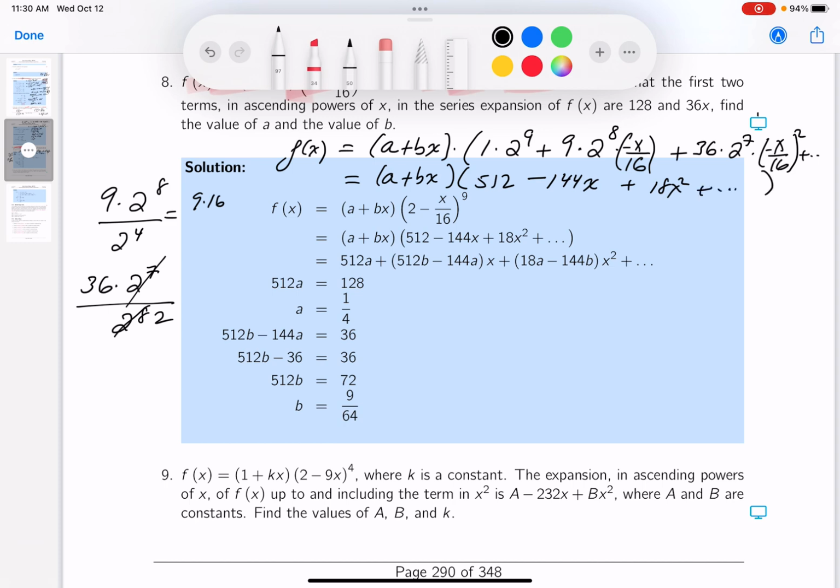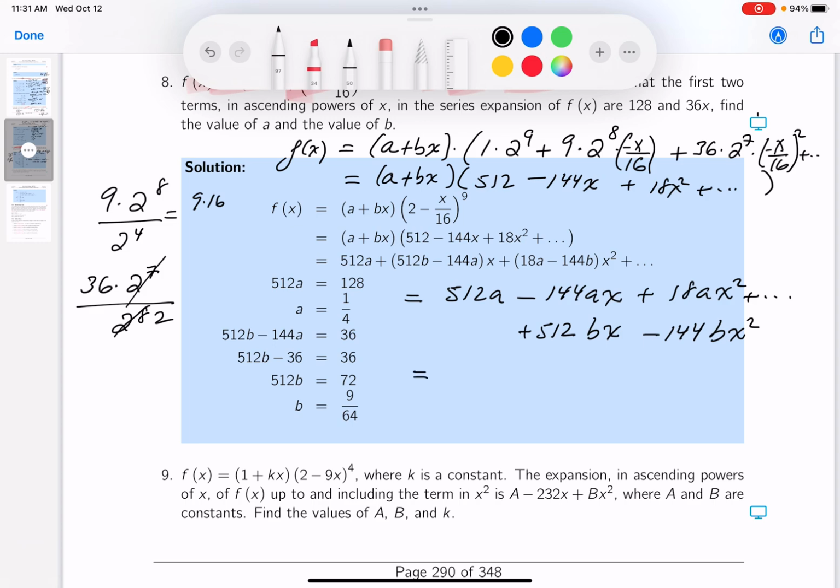All right. Now I'm going to multiply that out. And what do you get? You get 512a minus 144ax plus 18ax squared plus yada, yada, yada. Let's do the bx now. What are you going to get there? Plus 512bx, and then what are you going to get? Minus 144bx squared. All right, and it goes on. It's a problem. It goes on.